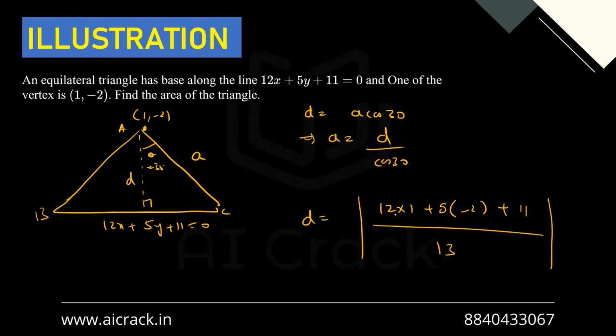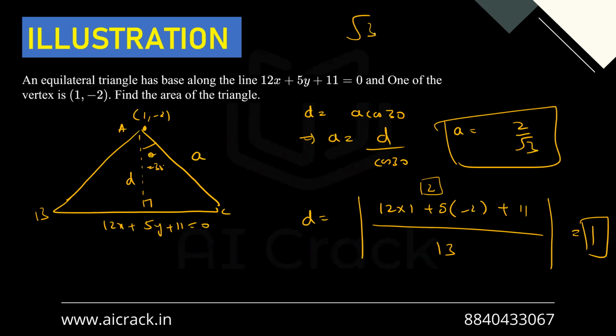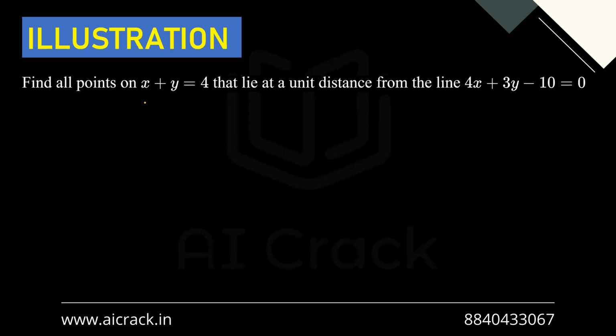Now this is minus 10 and this is 12, so this becomes 2. 2 plus 11 is 13. 13 by 13 equals 1. So the distance comes out to be 1. So if the distance comes out to be 1, then a equals 1 divided by root 3 by 2, that becomes 2 by root 3. Now with the formula root 3 a square by 4, you can find out the area of this particular equilateral triangle, right?